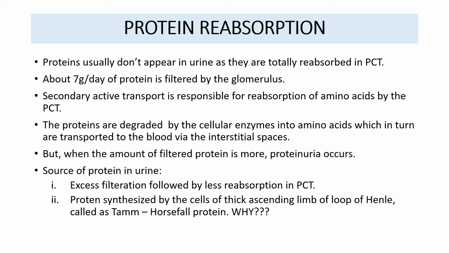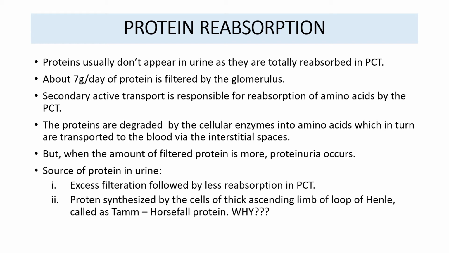Protein reabsorption. Now coming to protein reabsorption. Proteins usually don't appear in urine as they are totally reabsorbed in the PCT. About 7 gram of protein per day is filtered by the glomerulus. This is a very minimal amount of protein being filtered. Usually proteins are not filtered, but what is filtered is smaller proteins, about 7 gram per day.